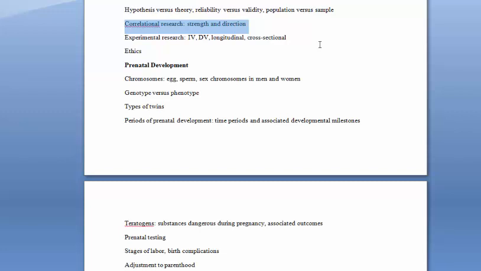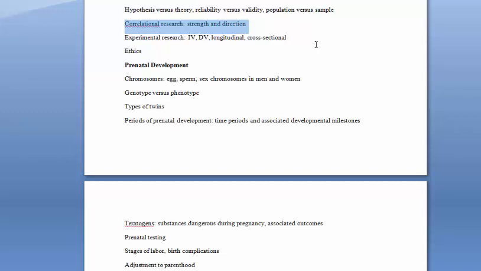We talked about strength and direction related to correlational research. So direction is a positive correlation or a negative correlation. So with a positive correlation, they're moving in the same direction. They're both going up or both going down at the same time. So class attendance goes up, grades go up. Class attendance goes down, grades go down, for example. With a negative correlation, we're saying that as one goes up, the other goes down, one goes down, the other goes up. So they're moving in opposite directions. Exercise goes up, weight goes down, exercise goes down, weight goes up.